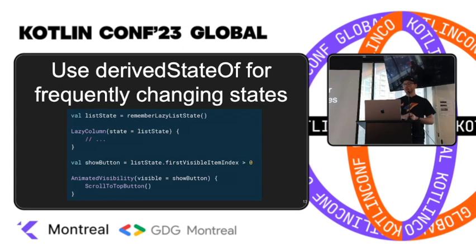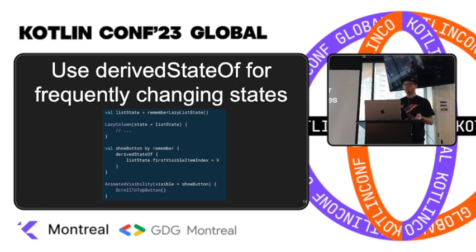Next is to use derivedStateOf for frequently changing states. In this example, you have a lazy column, which is kind of a list view, and you want to show a button if the first visible item index is more than 0, so once the user has started to scroll. Now the problem with this is that the first visible item index is a state, and every time you change the state, the composable will recompose. So even though you don't care after the first visible index is bigger than 0, you'll still recompose at 1, 2, 3, 4, and it's pretty useless.